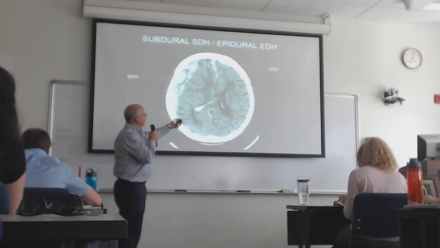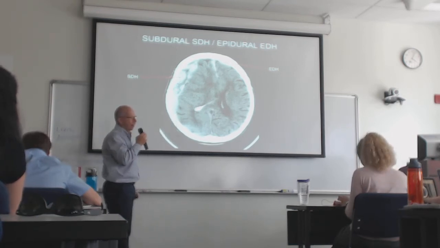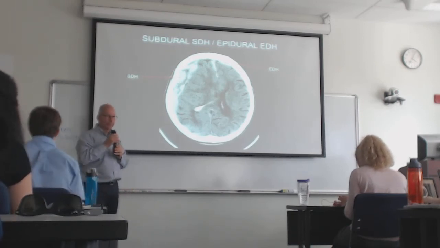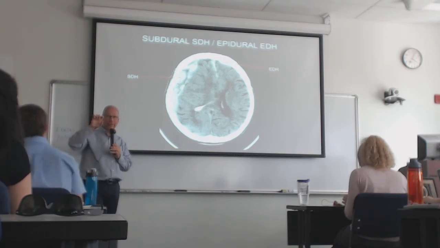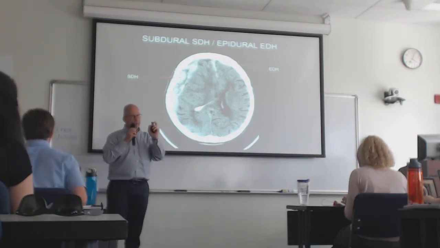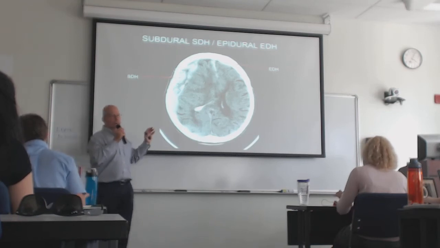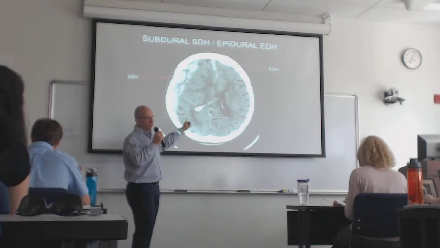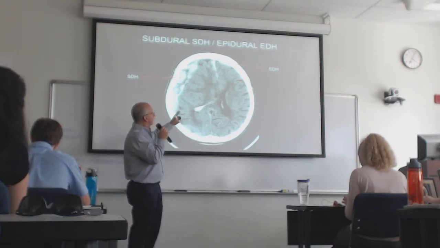But this one, and I'll show you a better example of it, and I wish I could point to it better, where it says EDH, that's the extradural hemorrhage. The extradural hemorrhage is classically described as lentiform, or the shape of a lens. And it tends to be bordered by the sutures of the brain. And I'll show you a cartoon a little bit here about why that is.